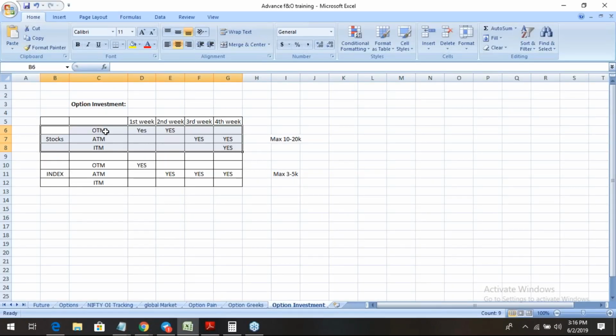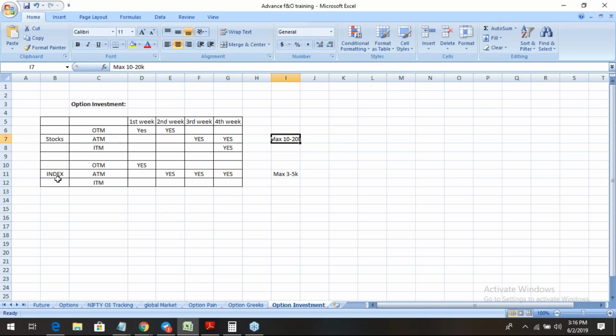So you can buy an out of money call in the first week. Second week also you can buy an out of money call, but your range should be not more than this or not below this. Third week you can buy at the money. Fourth week you can buy at the money or in the money, which is also in a range of 10,000 to 20,000. If you are getting good delta, you can buy it.